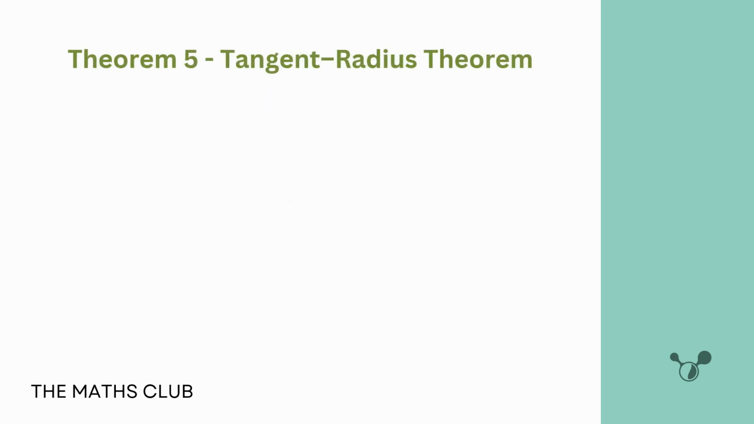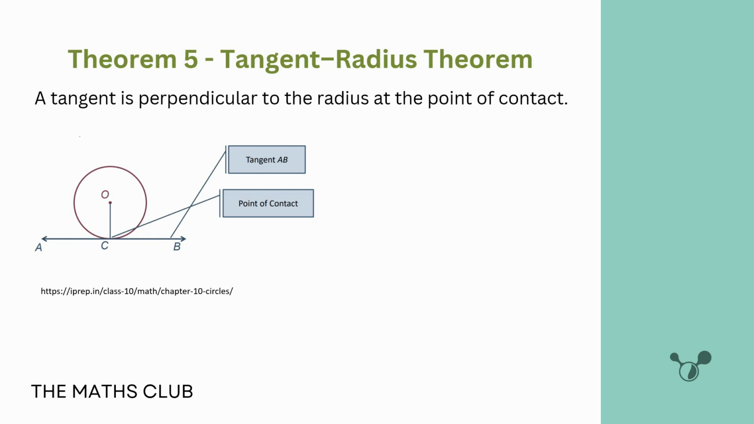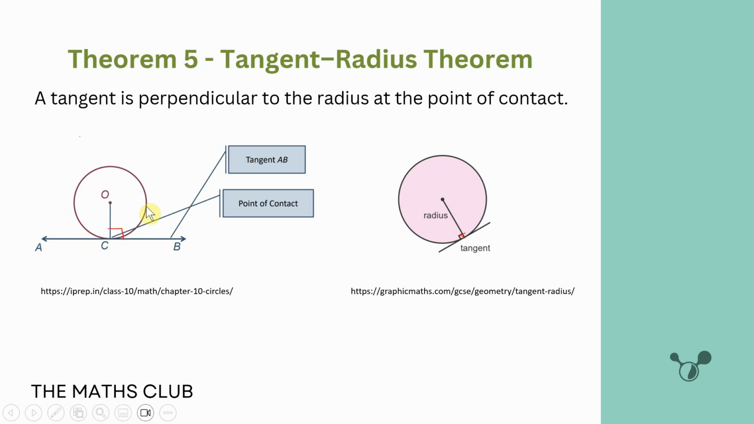Theorem 5 is the tangent radius theorem, and it states that a tangent is perpendicular to the radius at the point of contact. So this is the tangent, this is the radius. You can see at this point there is a 90 degrees angle here. Also, even if it is bent, as far as there is a tangent, you can always draw a radius to it, and the radius will be perpendicular to the tangent, and that gives you a 90 degrees angle. These things will come in very handy when we start solving questions. So you can see the point of contact, and you can see the tangents.